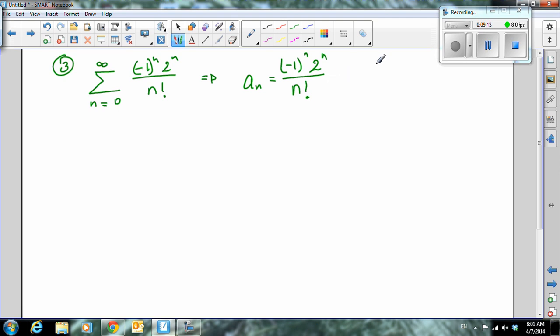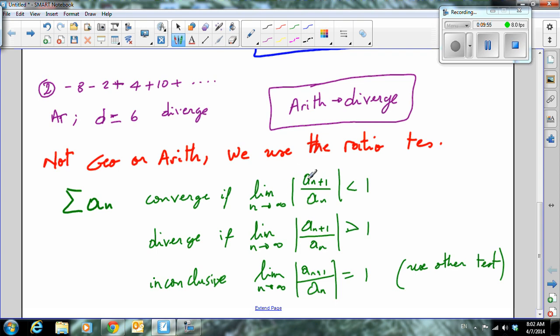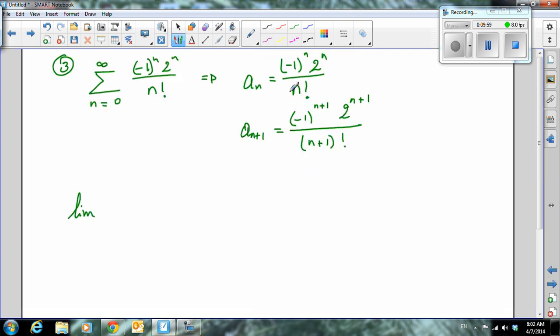So let's go one more step further, and I'll say s of n plus 1 is therefore equal to negative 1 to the power of n plus 1 times 2 to the power of n plus 1 over n plus 1 factorial. Let's go ahead and find the limit as n approaches infinity. By the way, I found s of n plus 1 because I'm trying to follow this pattern here. It's equal to the absolute value of s of n plus 1 over s of n. That's why I find s sub n and s sub n plus 1. So I will go ahead and find the limit of that.